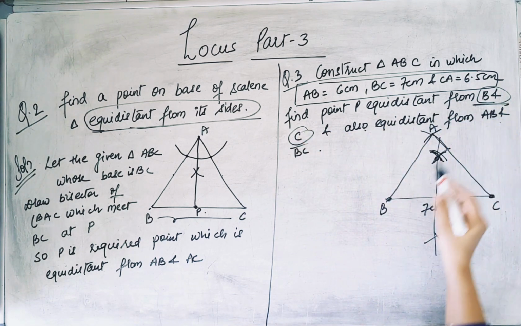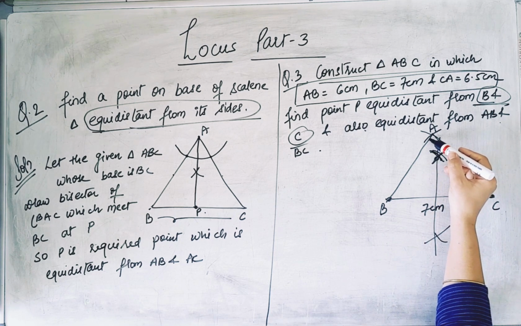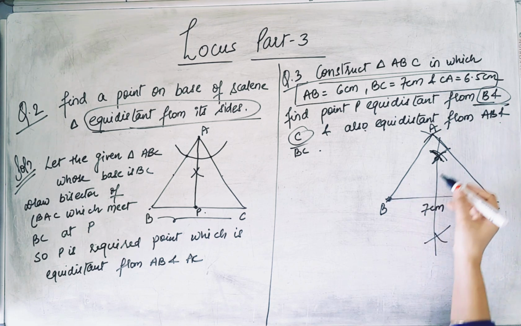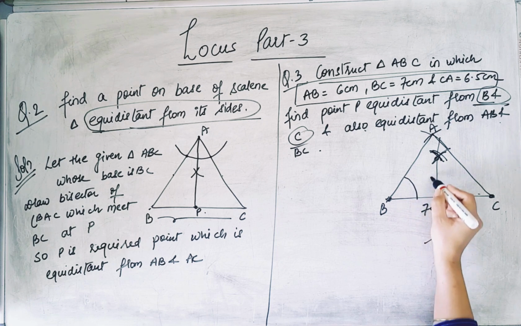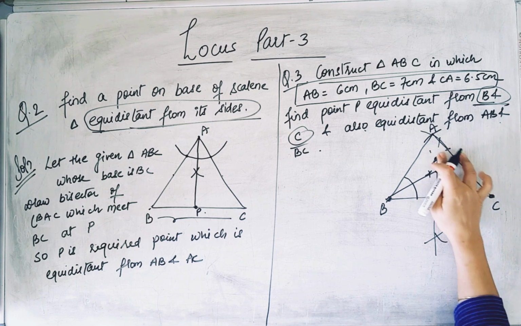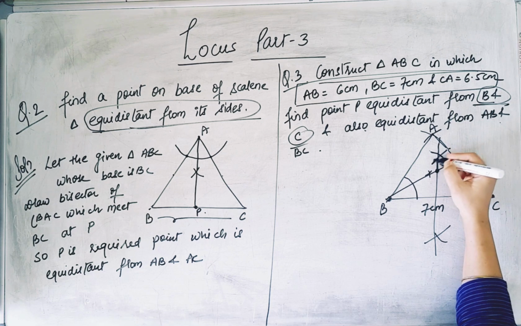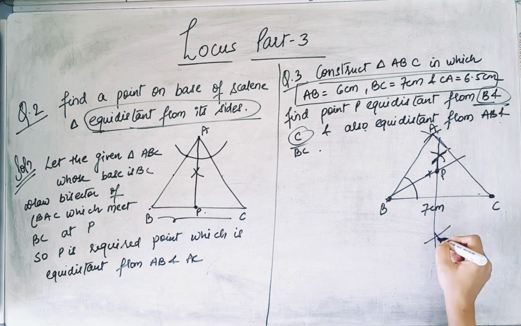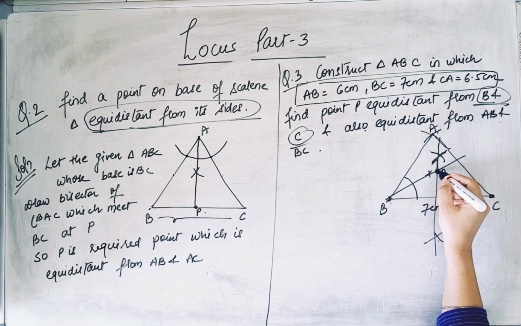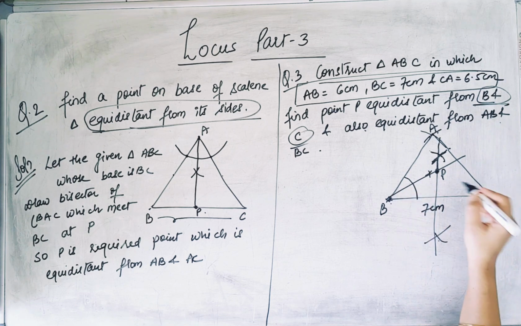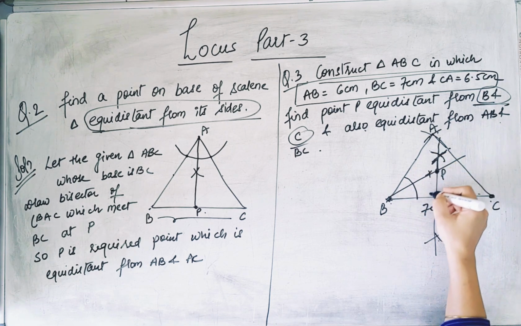Now it should also be equidistant from AB and AC. If a point is equidistant from AB and BC, that means it will lie on its angle bisector. So we'll draw the angle bisector of this angle ABC. These two lines, where they intersect, the intersection point will be named P. So this P is lying on the perpendicular bisector of BC, therefore it is equidistant from B and C. And this P is lying on the angle bisector of ABC, therefore P is equidistant from AB and BC.